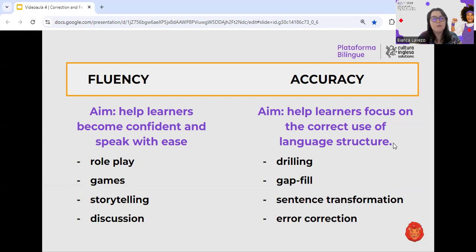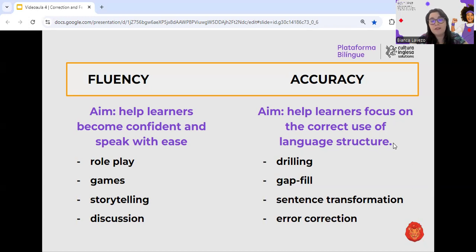This is a white notebook, anything like that. If it's sentence stress or just a specific word, any sort of drilling is accuracy oriented. Yeah, gap fill of any sort. The students have to fill in the blanks with anything. Sentence transformation in the same way. So let's say students learn the passive voice and they have to transform into active voice, anything like that. This is also accuracy oriented.